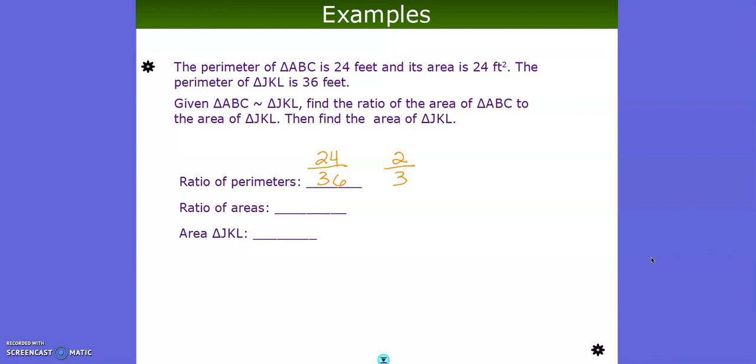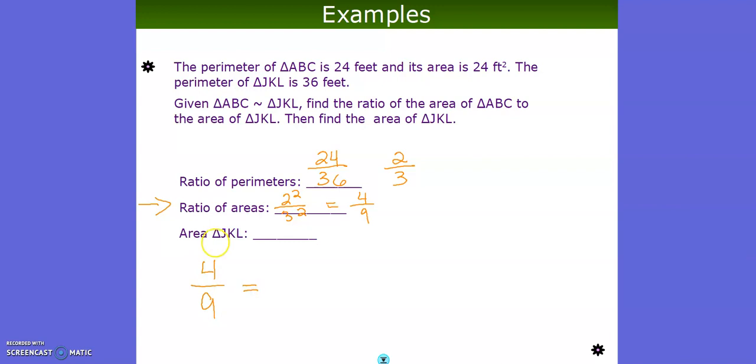I'm going to use that to then build my ratio of my areas. So the ratio of my areas will be 2 squared over 3 squared. And we found this on our previous example to be 4/9. So that's the ratio of our areas. If we want to find the area of JKL, I'm going to use that ratio that we came up with. We said the ratio of the areas is 4 to 9.